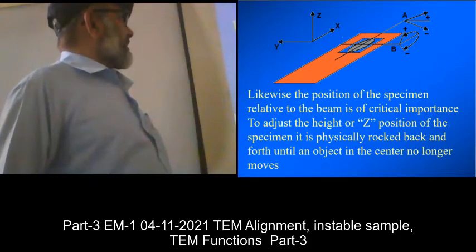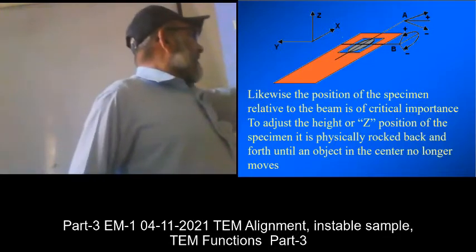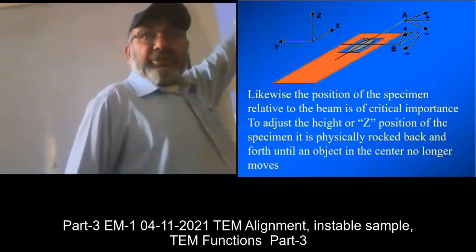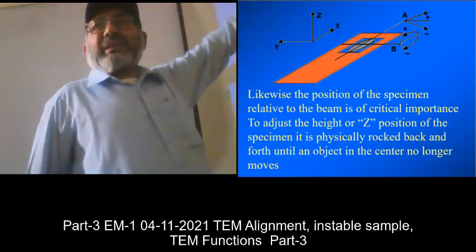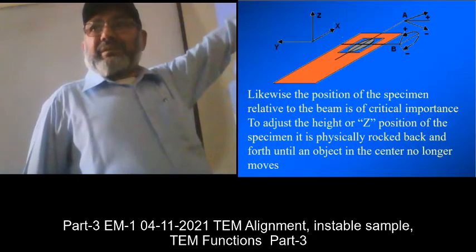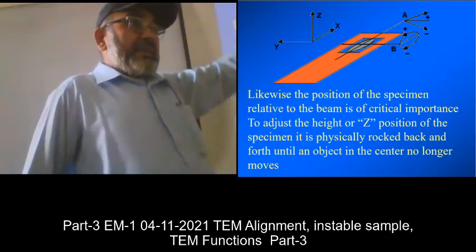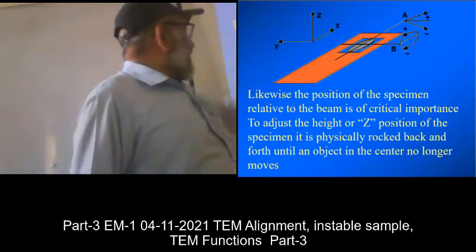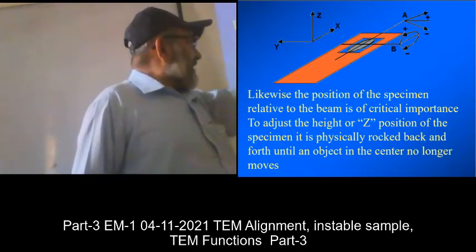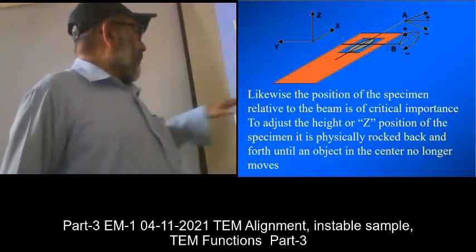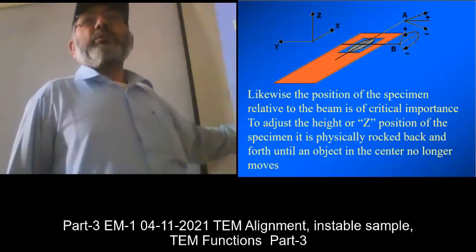Likewise, the position of the specimen relative to the beam is of critical importance, and to adjust the height Z, as I told you, in the middle is the 3 millimeter disc of the sample, and you can move it like this, this, and this. And what they say is, to adjust the height or Z position of the specimen, it is physically rocked back and forth until an object in the center no longer moves.